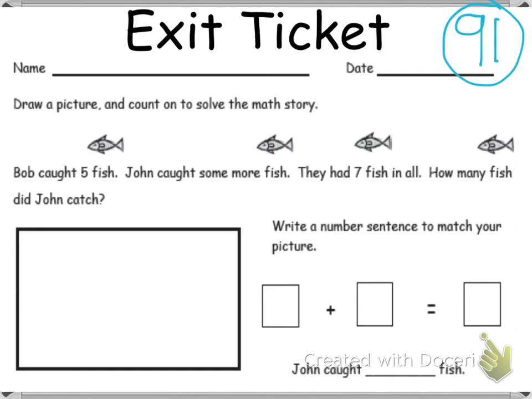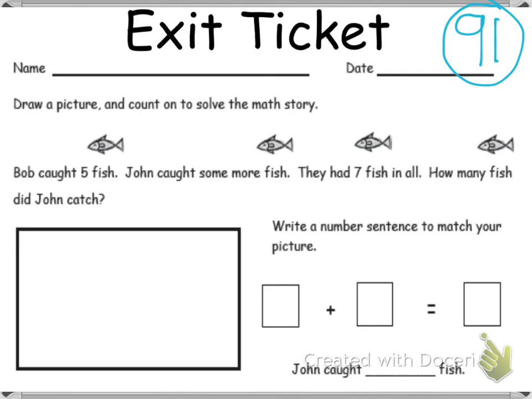Now I'm going to read it again, guys. Make sure that you are reading it and following along with me to where you better fully understand what's going on. So Bob caught 5 fish. Picture Bob catching 5 fish. John caught some more fish. So picture John catching some more. They had 7 fish in all. So picture all together Bob and John having 7 fish. How many fish did John catch?